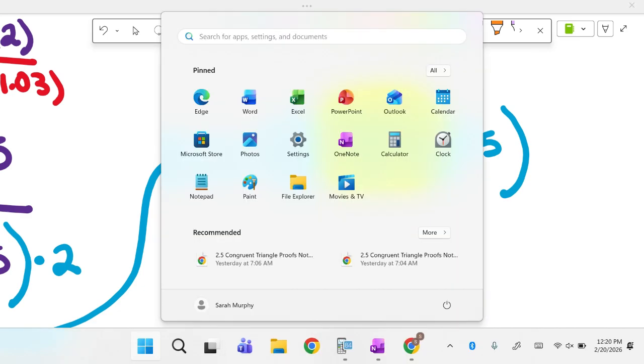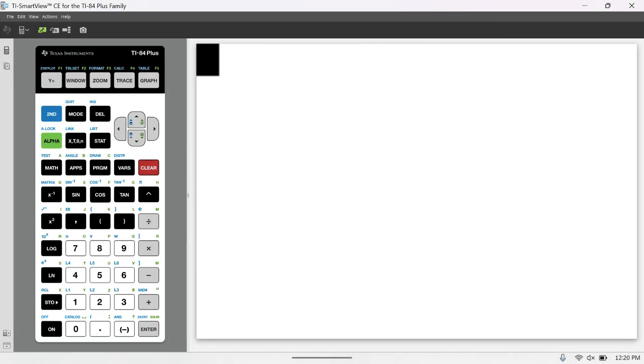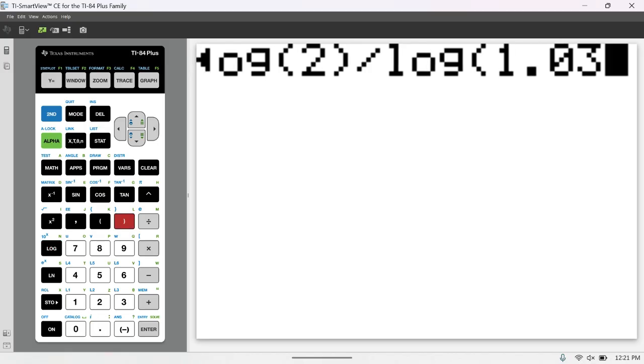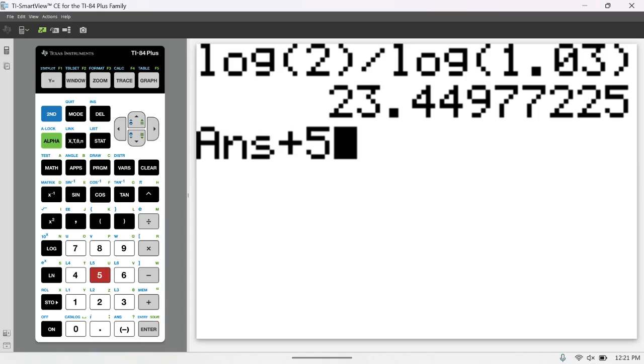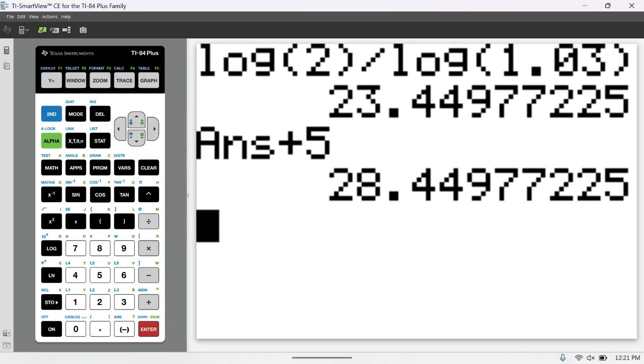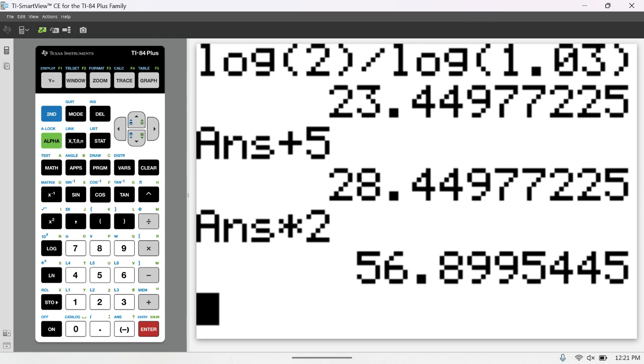So I'll do this together with you guys in the calculator. I have log of 2 divided by log of 1.03. I want to hit enter. Then I'm going to hit plus 5. So it's inputting the previous answer, adding 5 to it, hit enter. And then finally, I'm going to hit times 2. So my answer is approximately 56.90.